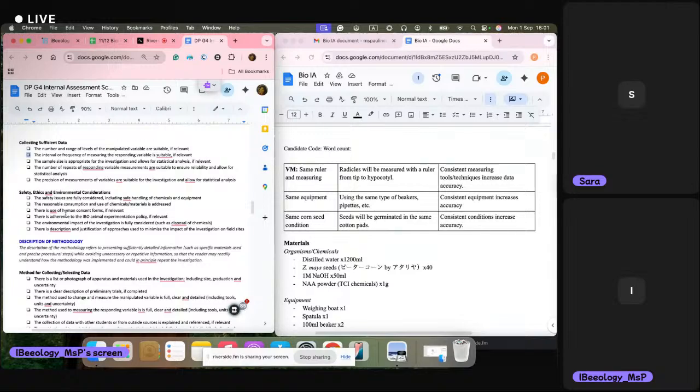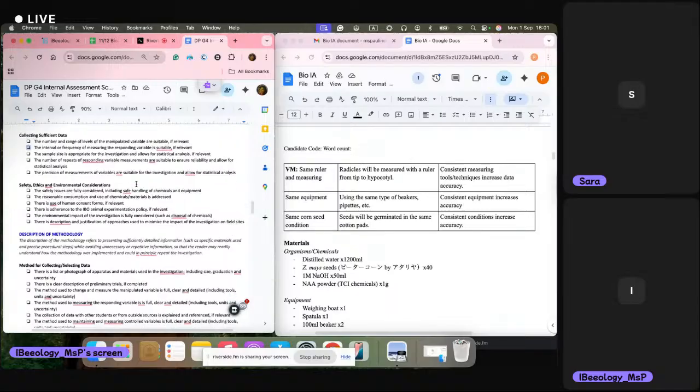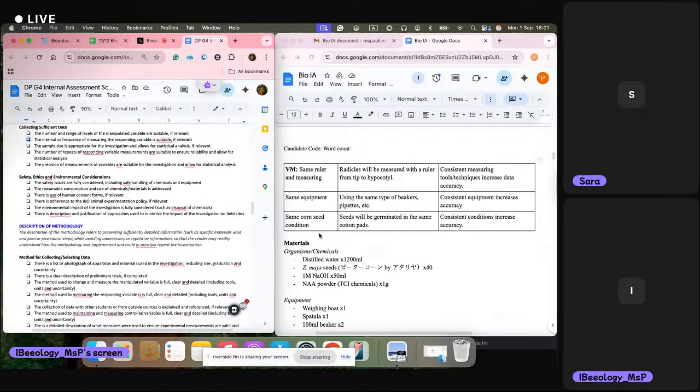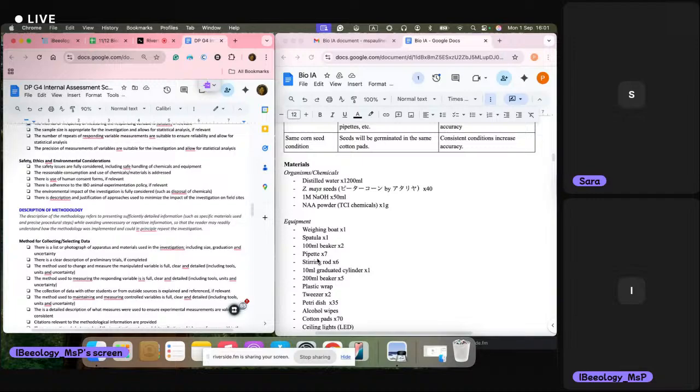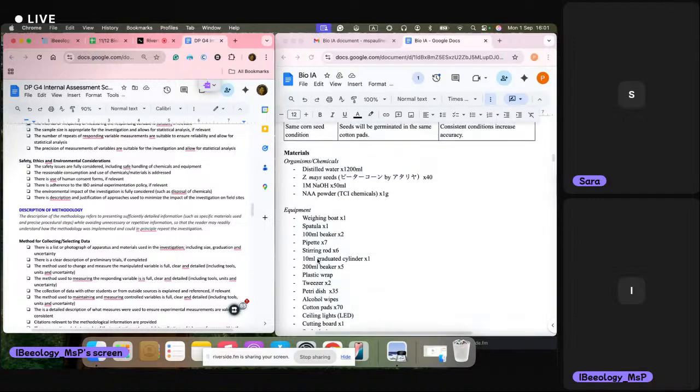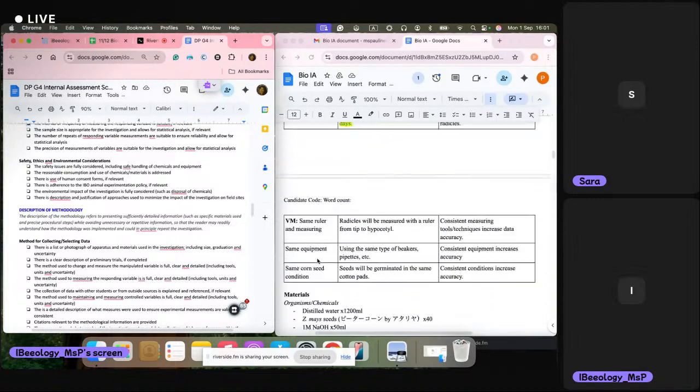All right. Number of repeats. Variables are suitable to ensure reliability and allow for statistical analysis. The precision of measurements of variables is suitable for the investigation and allows for statistical analysis. With the numbers that you provided, we can analyze the data. Wonderful. I just have an issue with regards to your materials list.